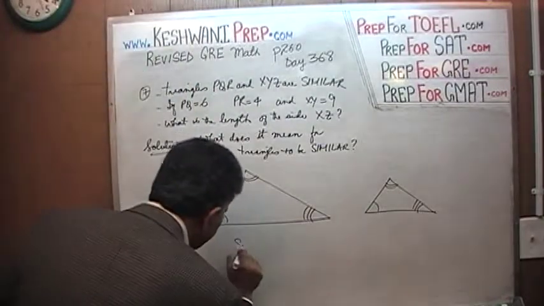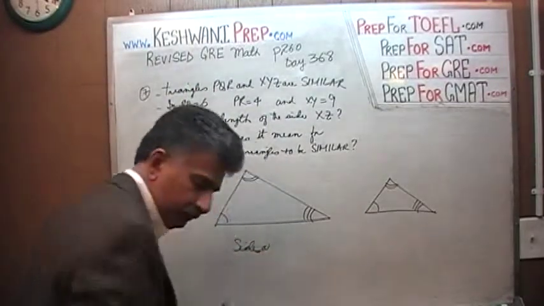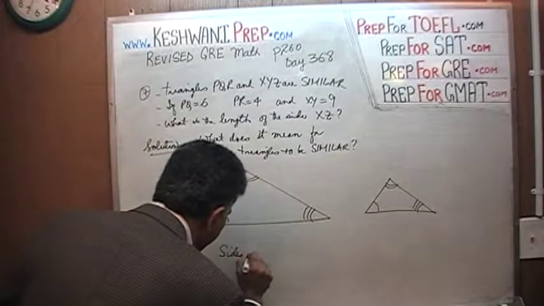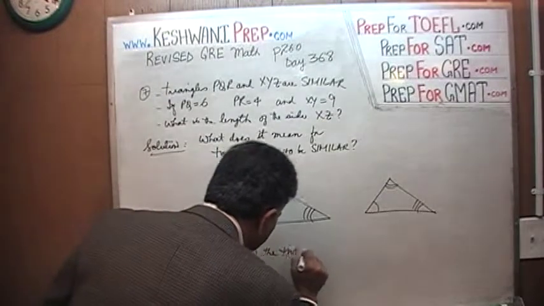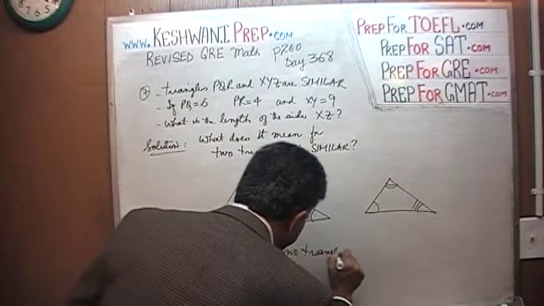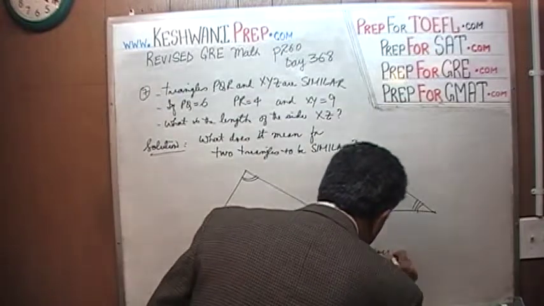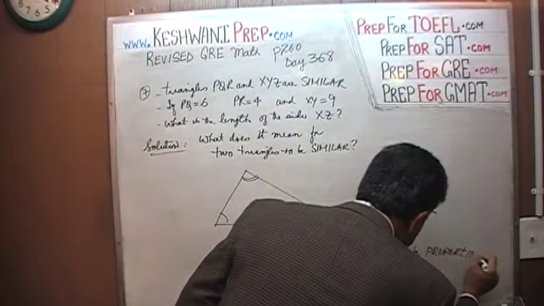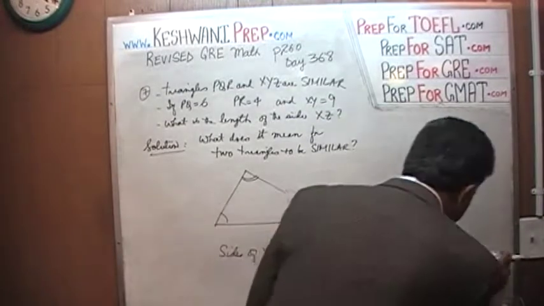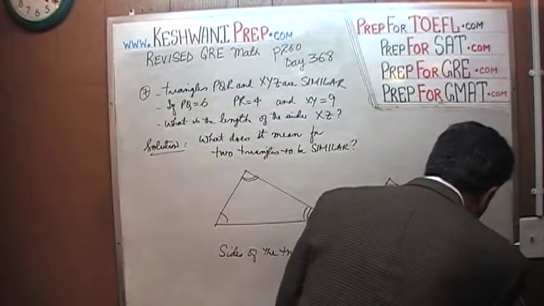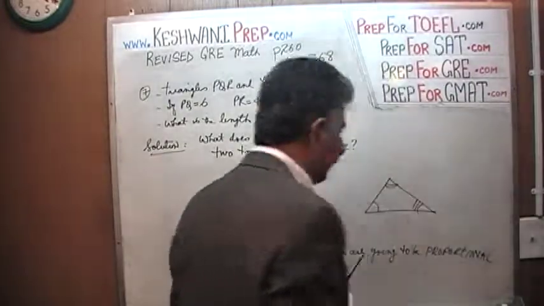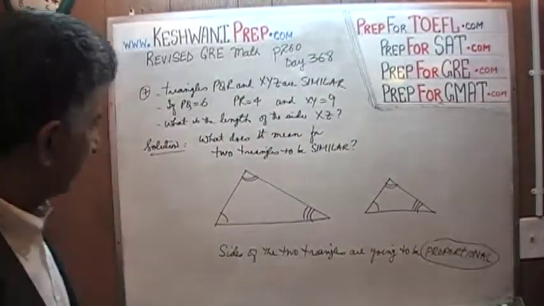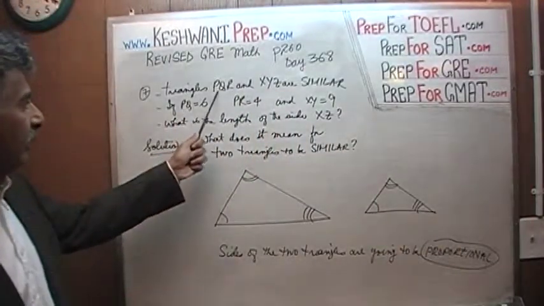The sides of the two triangles are going to be proportional. What does it mean? Well, we'll find out in a second. So we are told that we have a triangle PQR.